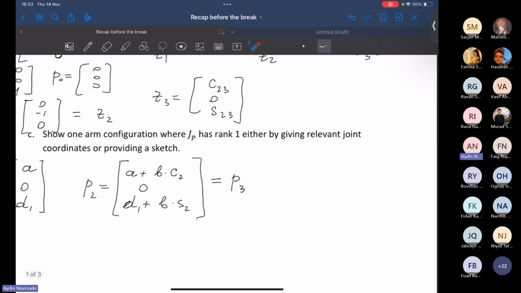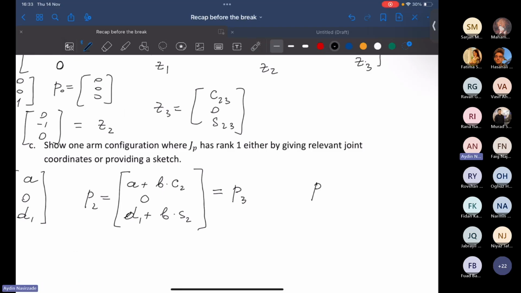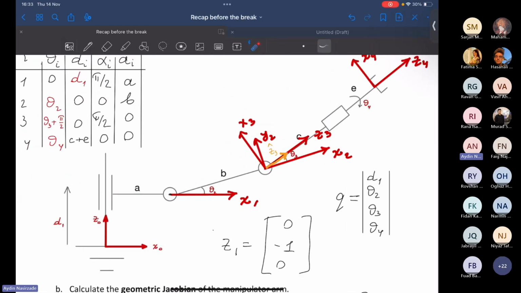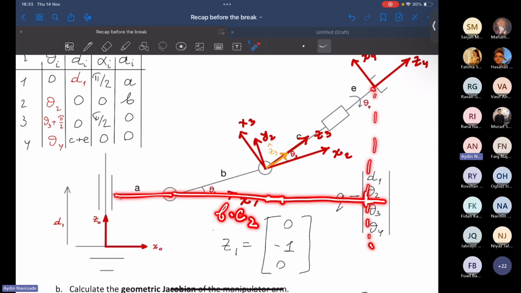Oh, yes, and finally this one. The end effector's position, P. What is that? Let's see. So along x, we're finding this one. A plus b times cosine of θ2 plus this distance, which is c plus e times cosine of θ2 plus θ3. Okay.